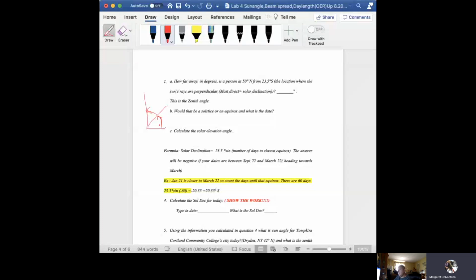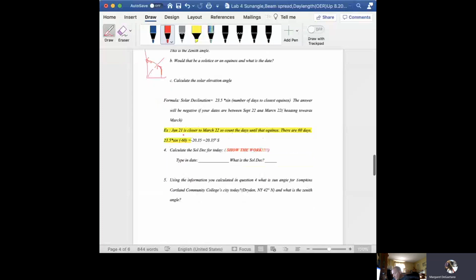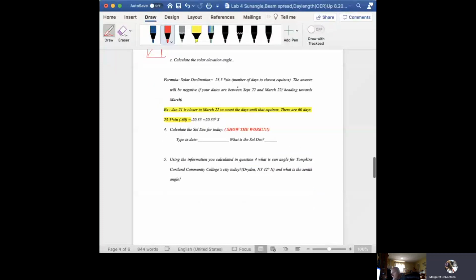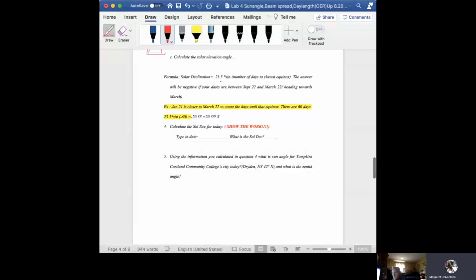That's to say, how far away from straight overhead would that be for me? So solar declination, you can use this formula to figure out: 23.5 times the sine of the number of days to the closest equinox.